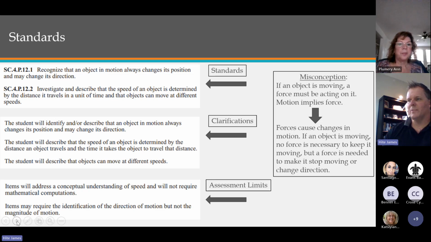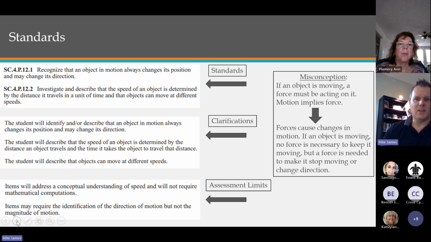Items might require the identification of a direction of motion, but not the magnitude. So they'll talk about velocity and acceleration, but they don't have to, again, do any of the velocity or acceleration formulas. They'll get that in middle school. So right now it's just that conceptual understanding of speed and different ways that you can talk about motion: speed, velocity, acceleration. Using those terms is totally fine. They just don't have to do all the math problems that come along with it.